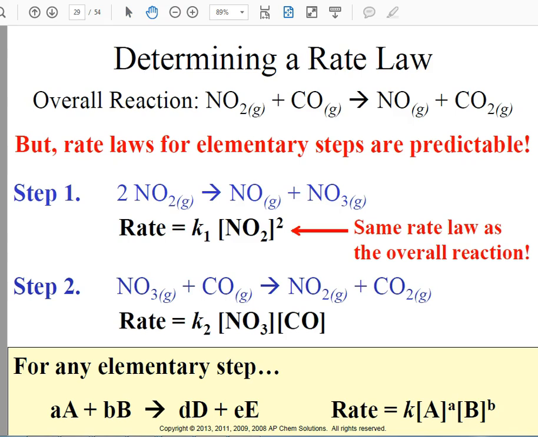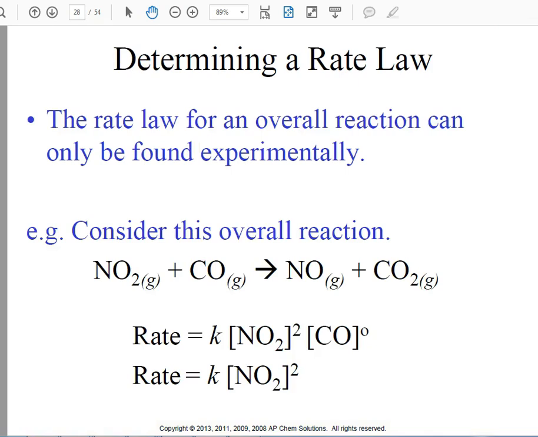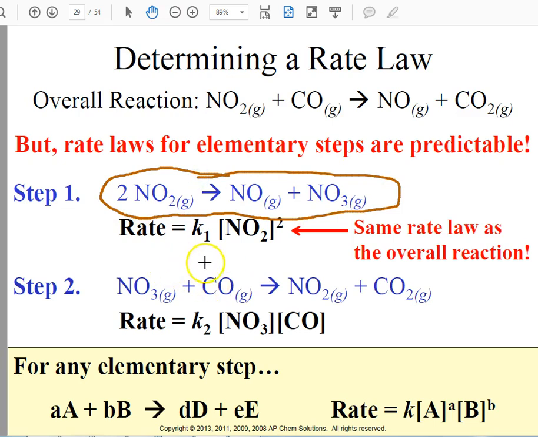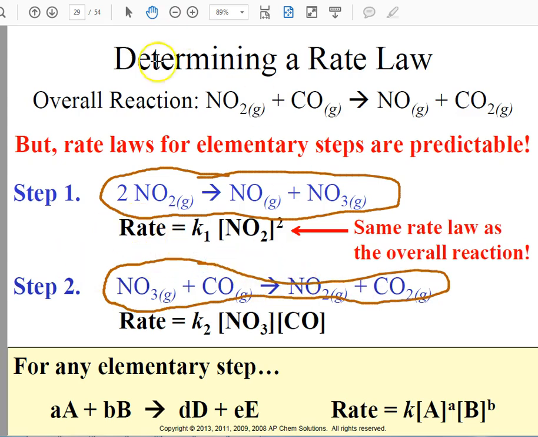Alright, so we said you cannot look at the balanced equation and determine the rate law. Because if you look at the balanced equation here, NO2 has a 1 as its coefficient, yet it's second order, and CO has a 1 as its coefficient, yet it's 0 order. However, if you are looking at elementary steps, you can actually use an elementary step to figure out the rate law. For example here, this reaction occurs in 2 steps. Step 1 is known to be what you see here, and step 2 is known to be what you see here. And the rates for these steps can be predicted. So the rate for step 1 can be predicted to be rate equals k NO2 to the second order because there are 2 NO2s in this step.